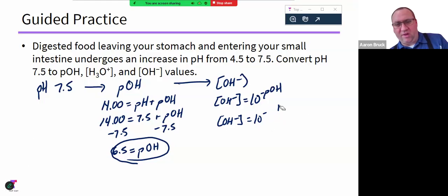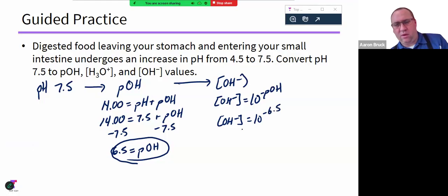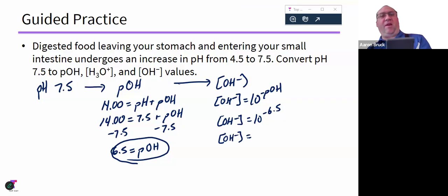We just found that the pOH was 6.5. So anti-log of negative 6.5. Okay, my calculator tells me 3.16 and change times 10 to the negative 7th. We haven't had to deal with this yet. How do I handle logarithms and sig figs? And the answer is this.